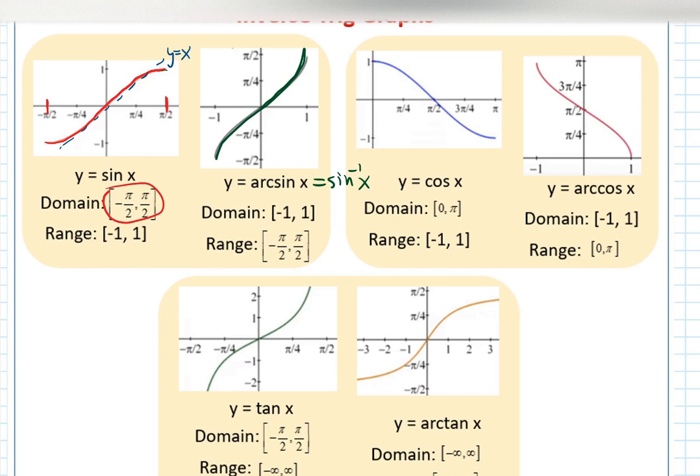Cosine, same idea. I just cut it, in this case from 0 to pi. So the domain now is from 0 to pi. Then I used the line and created arccosine, which is cosine minus 1. See that the domain becomes range and the range becomes domain. If my cosine and sine used to be from minus 1 to 1 on the range, on the output, then the domain for arccosine and arcsine will be from minus 1 to 1.